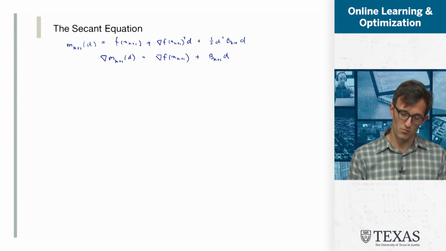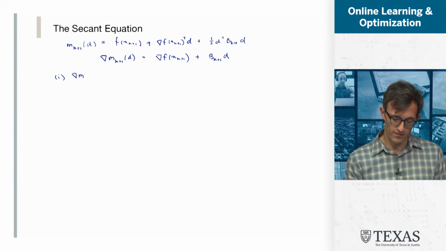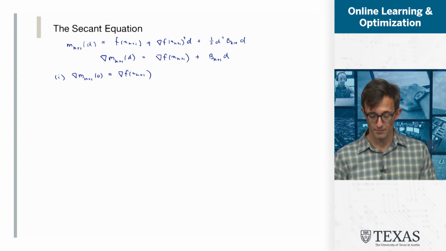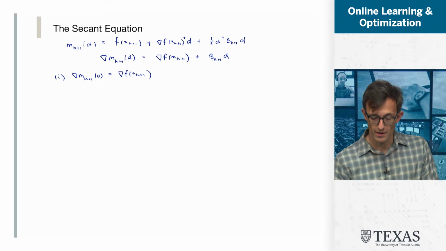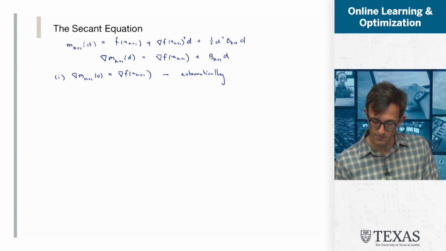Okay, so writing again our two conditions from the previous slide, we needed the gradient of m_{k+1} at 0 to equal the gradient of f of x_{k+1}. What does this impose on B_{k+1}? Well, if I plug in d equals 0 for the gradient, actually, this is already satisfied, so we're all set. So this is automatically satisfied for any choice of B_{k+1}.